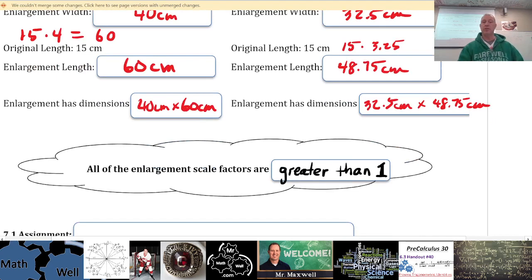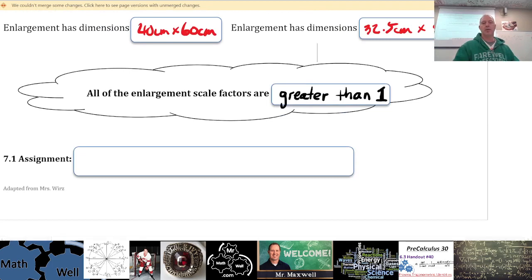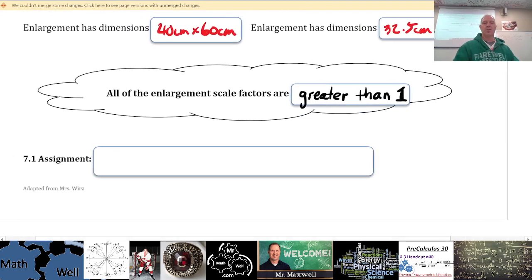All right, so we wrote this in yesterday's lesson, but just remember that all enlargement scale factors are greater than 1. So if you see a scale factor that is 7, that's greater than 1, you know that the scale diagram will be bigger than the original. If you see a scale factor that is between 0 and 1, like a decimal or a fraction like 2/3 or 0.4, that is a reduction, and we'll study those next. Okay? So all enlargements have scale factors that are greater than 1.